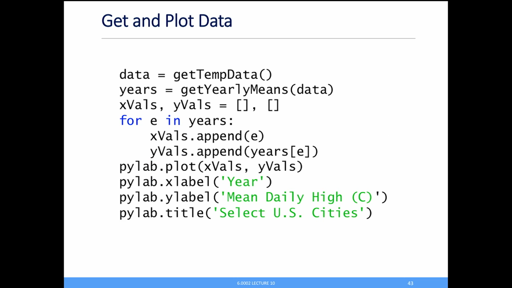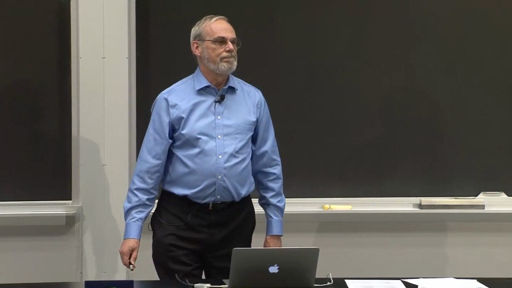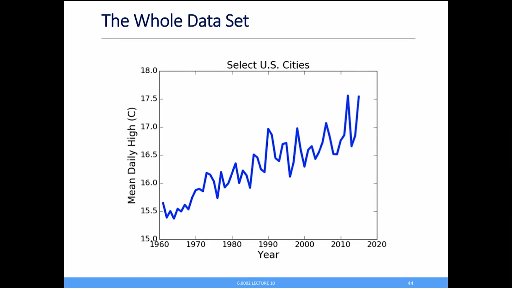Now I can plot it. Get the data, get out the information by computing those yearly means, run through a little loop that basically in the x values puts in the year, in the y values puts in the high temperature, and I can do a plot. And if I do that, I get that. I'll let you run this yourself. Now, this is a little bit deceptive because of the scale I've used here, but nonetheless, it shows in the US over a 55-year period, the mean daily high has gone from about 15.5 degrees Celsius up to about 17.5.